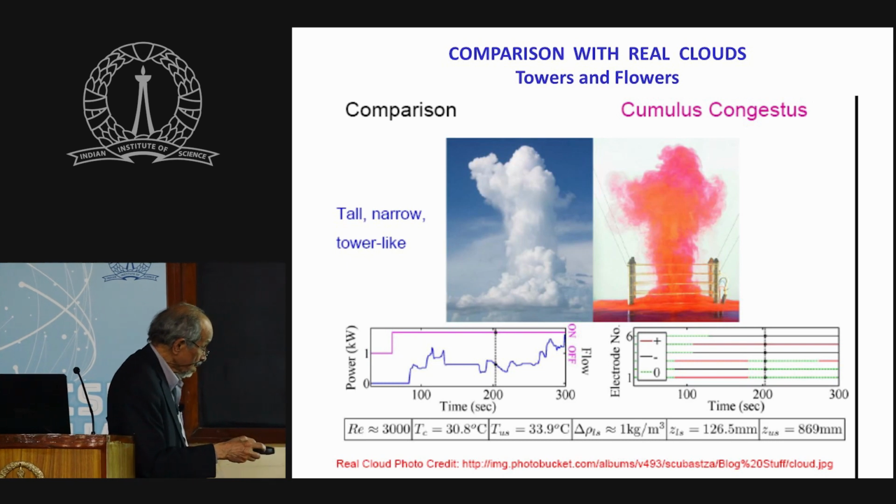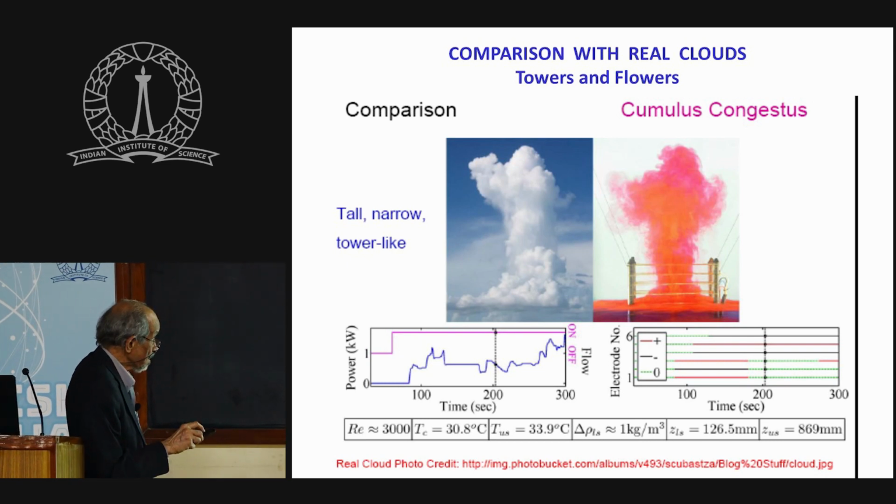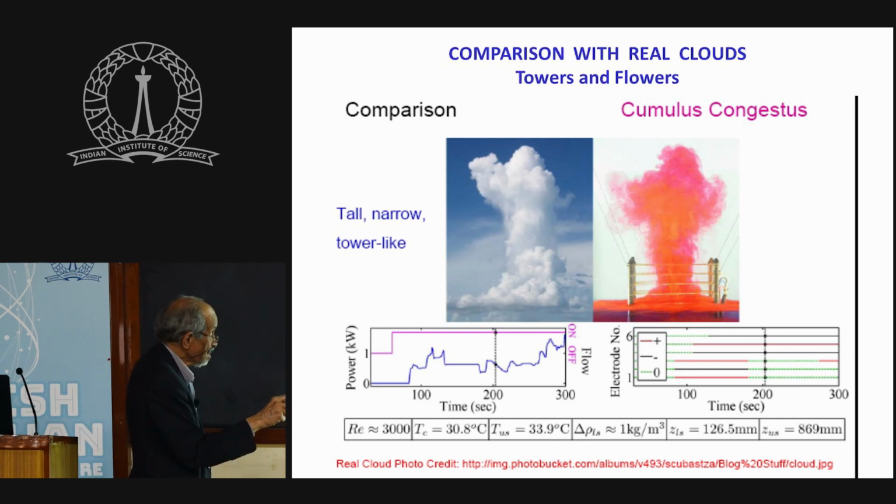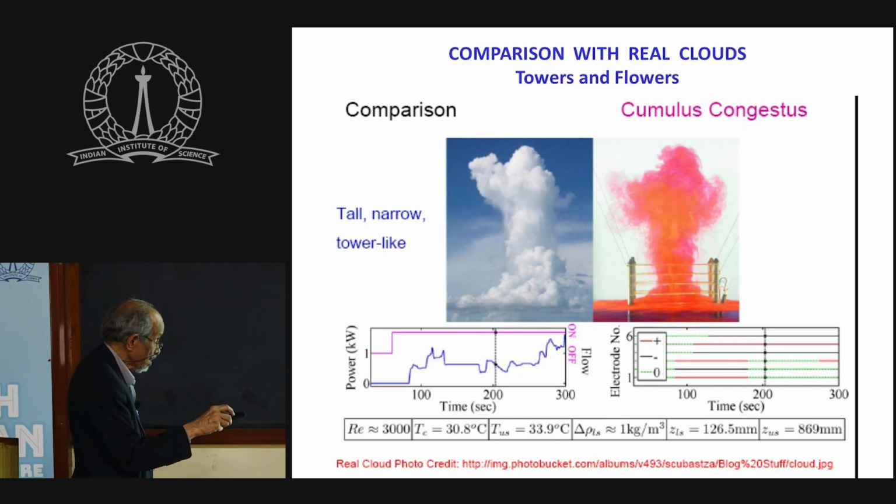So in this range of another 6 or 10 slides, this is the tall, narrow, tower-like observed cloud. Okay, it's called cumulus congestus, official name. This is the flow we can make in the tank, where, as you can see, there is a strong resemblance between this and this. Now, how do you get this resemblance? Well, the power that we put in is under our control. So, after a while, you learn what the power does.